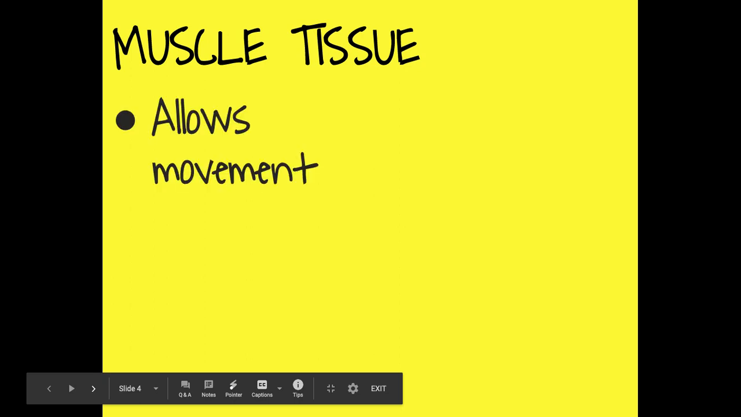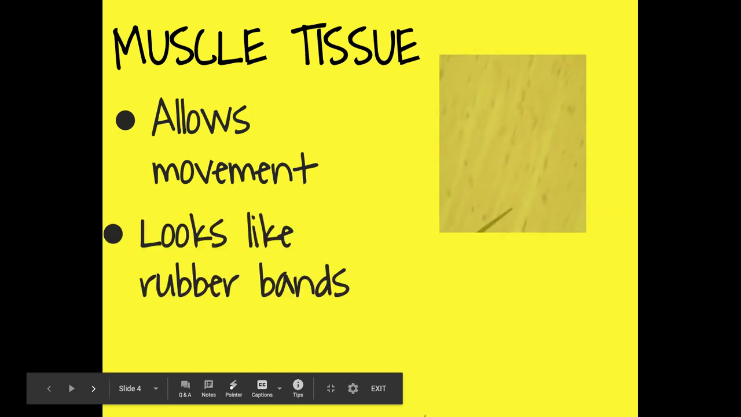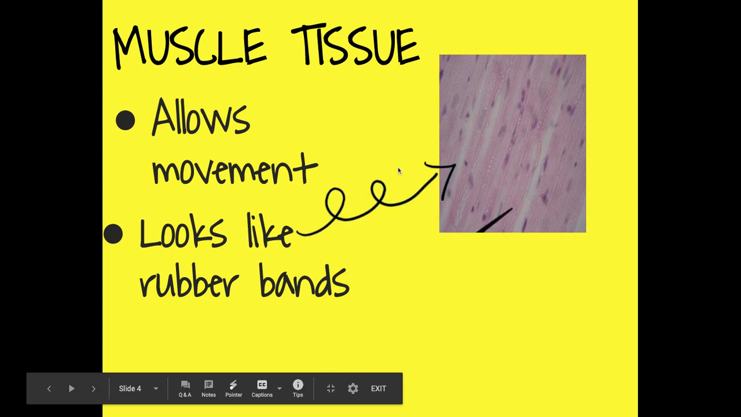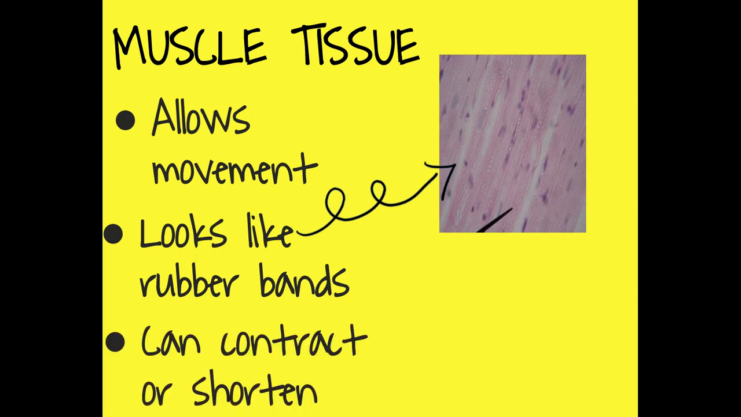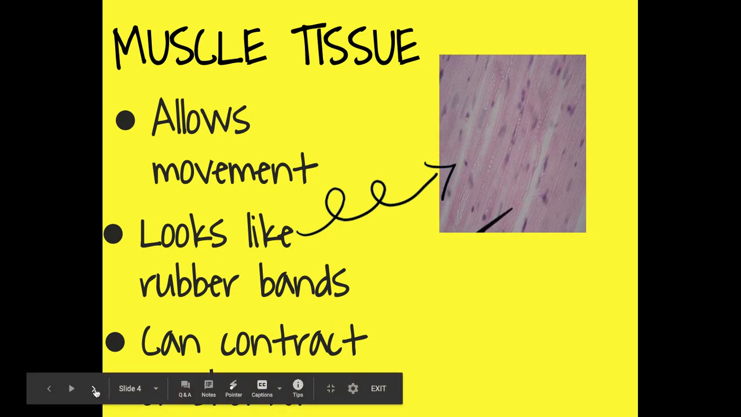Okay, so first one we're going to focus on is muscle tissue. Muscle tissue allows movement. And the way it allows movement, it has these really cool striations in it that look similar to rubber bands. So you can see those right there. What those do is they contract and move. They contract, which means they shorten, and then they stretch out to lengthen. So think about when you pull your arm up, the front of your arm, your bicep, is contracting, and your tricep, which is on the outside, is elongating. So muscles work together in that way.